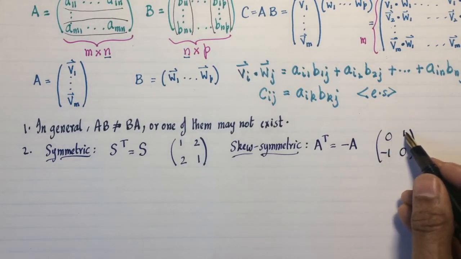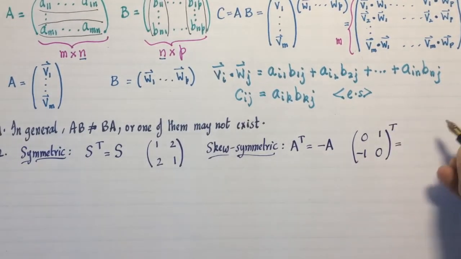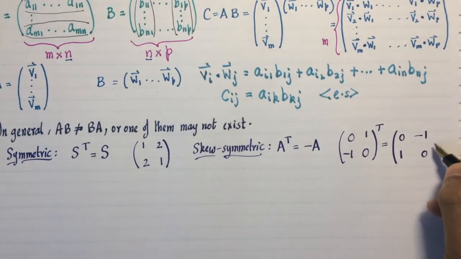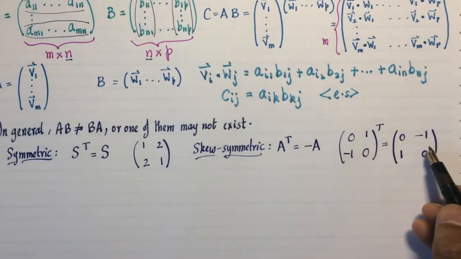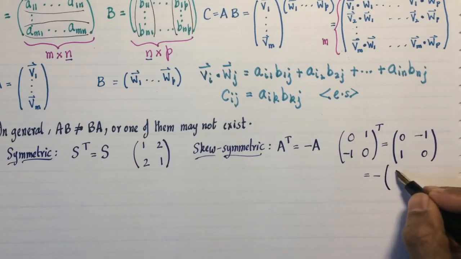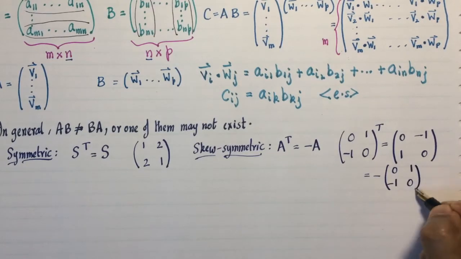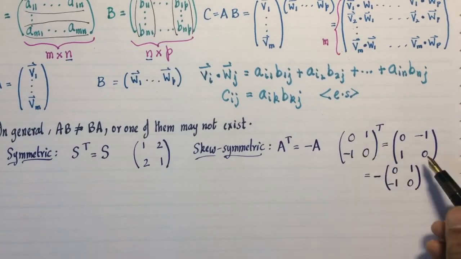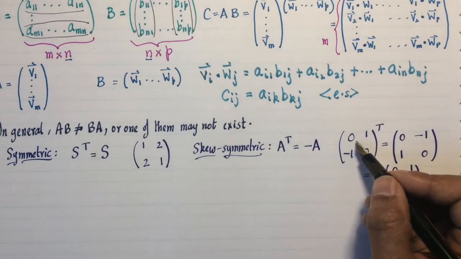Let me try to do the transpose of this. So the transpose of this is going to be 0, 1, minus 1, 0. In other words, I made the row the column. So that's the transpose, and you can notice that if I take a minus outside, the minus multiplies all the entries, so that's minus 1, 0, and so that satisfies A transpose equals minus A. And in all this, the diagonal has to always be 0, because the only element whose negative is itself is 0.